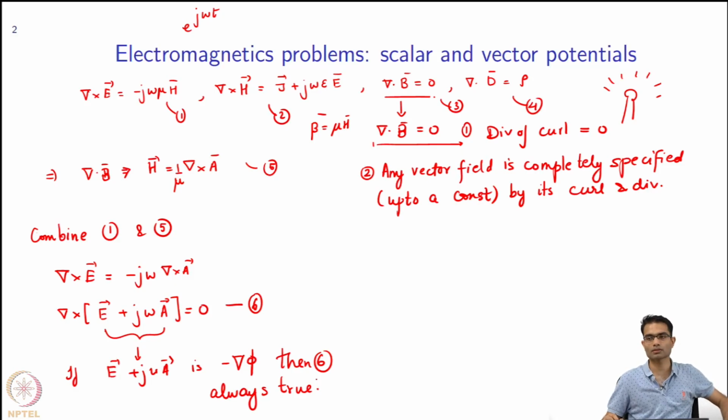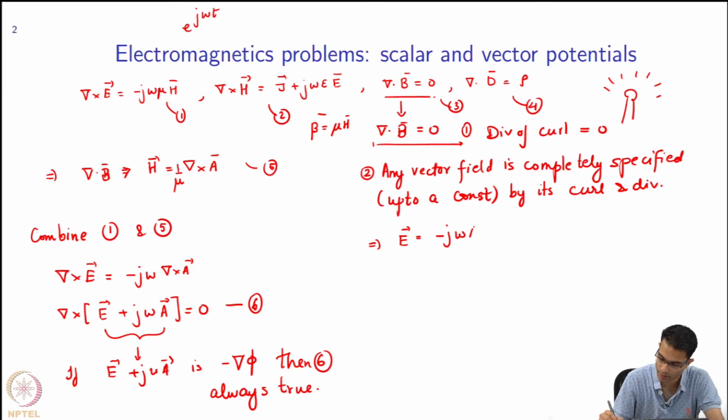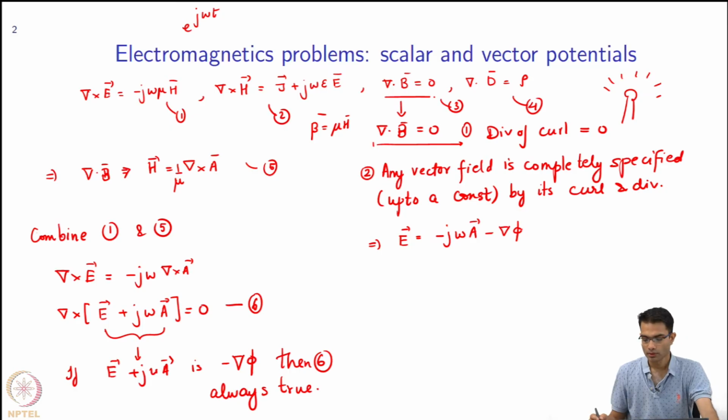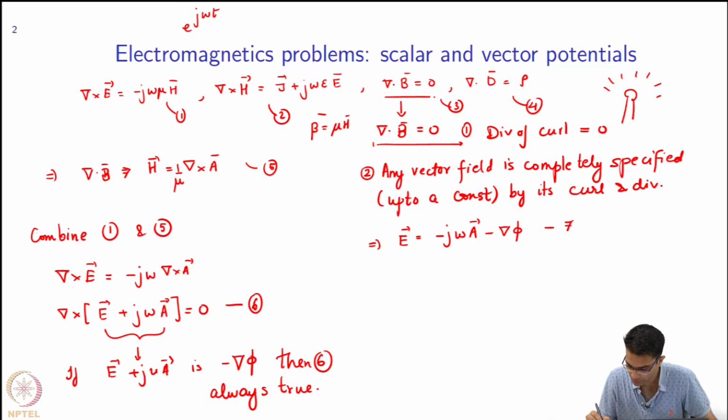So we are just using our standard vector calculus identities. So what does that give me? It gives me E is equal to minus j omega A, minus grad phi. Notice that mu nicely cancelled off. Okay. Let's call that equation 7.